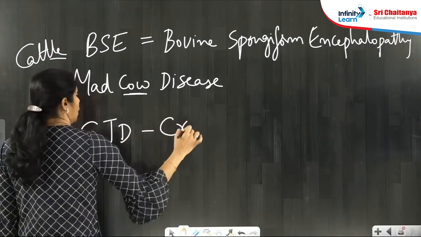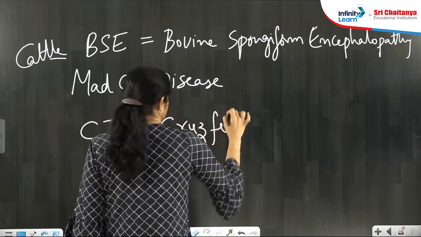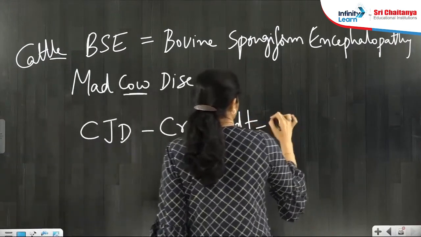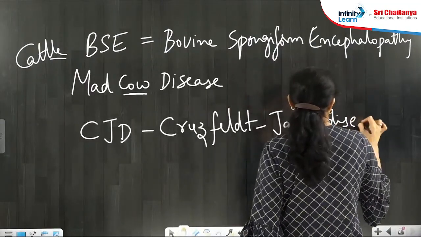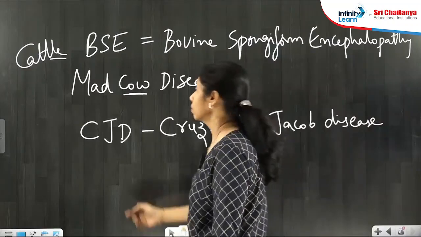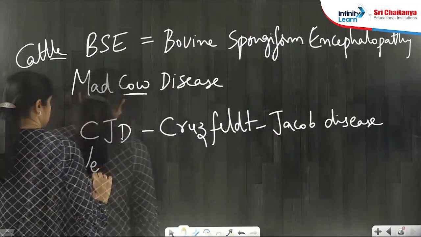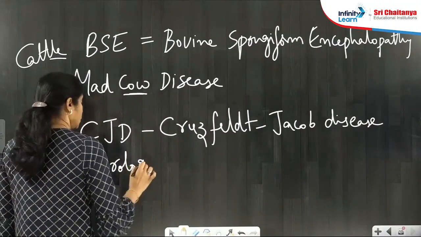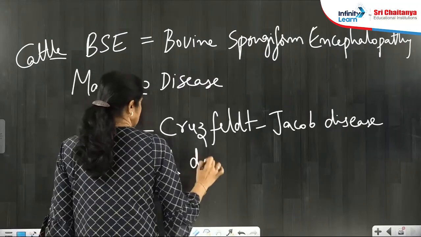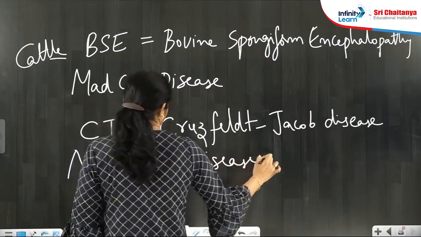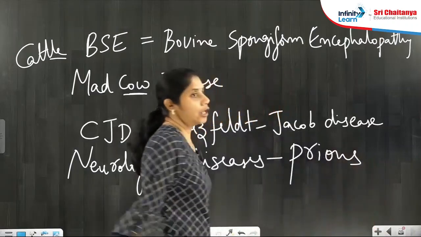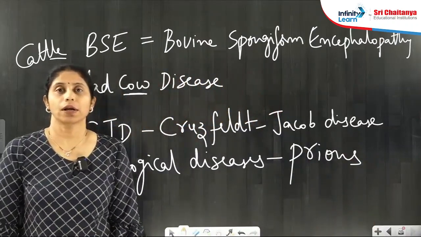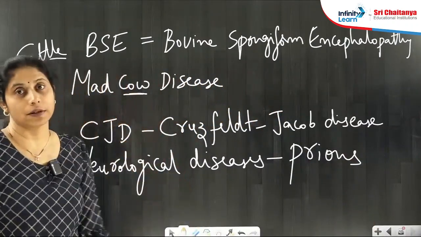CJD, Creutzfeldt-Jakob disease. Both are neurological diseases caused by prions. Infectious protein particles are called prions. They will cause these kinds of diseases.